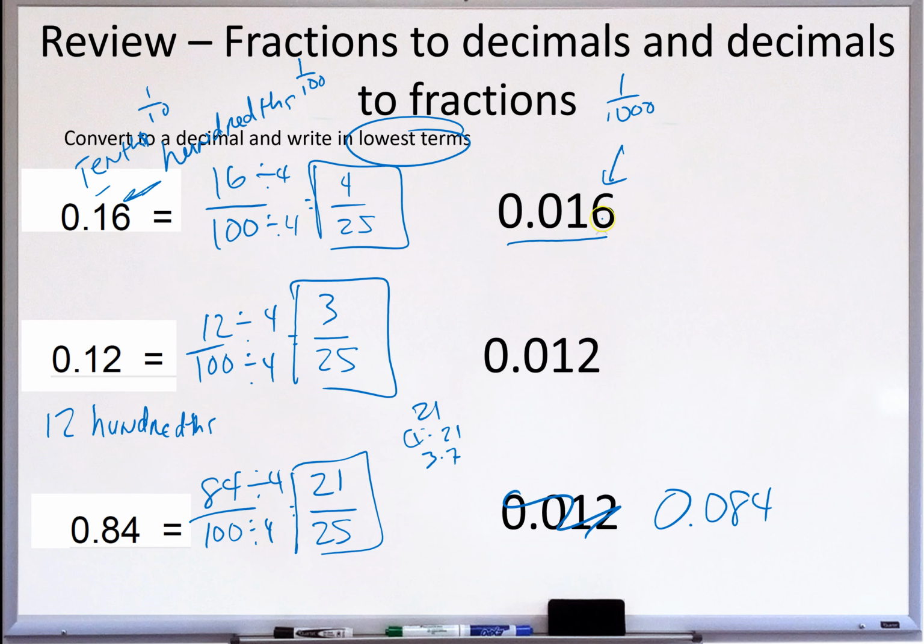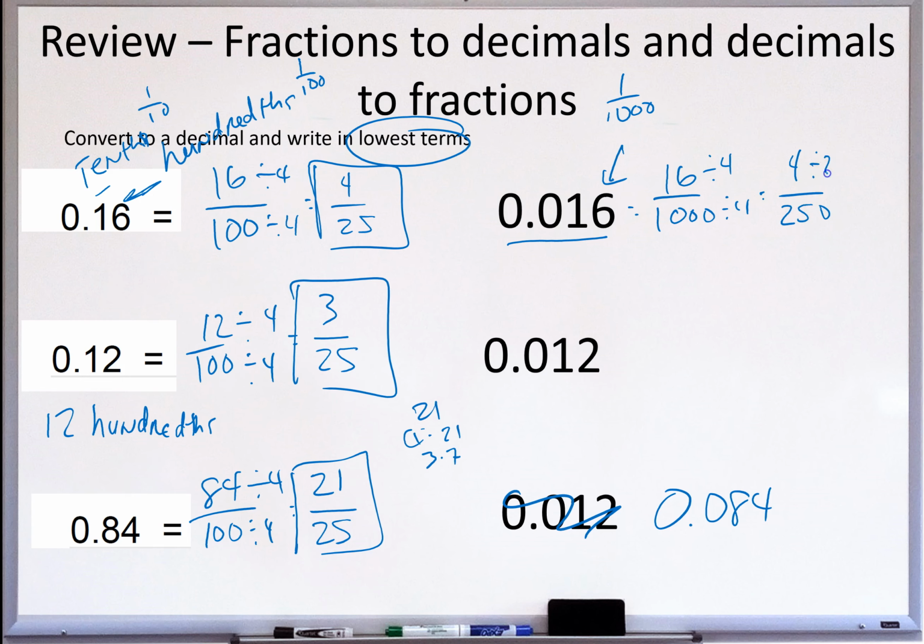Same process here, except now I'm in the thousandths place. So that's equal to 16 thousandths. A lot of you made a mistake on the check for understanding and said something like this was 16 hundredths. It's actually 16 thousandths. I can divide that by 4. Divide that by 4, and I get 4/250. Now, I have another common factor.